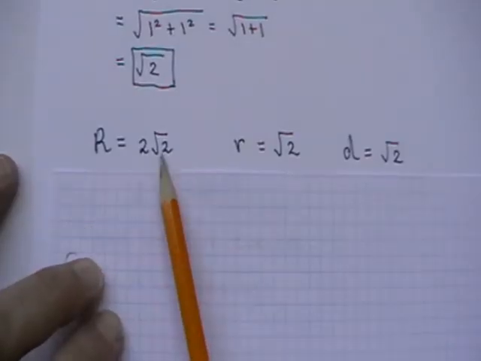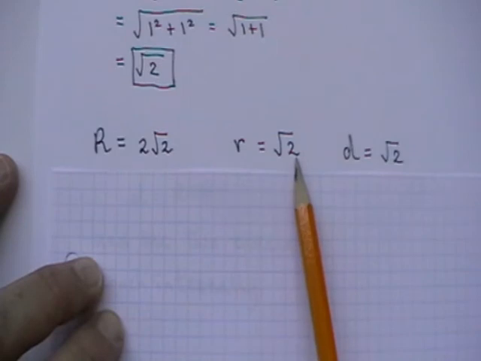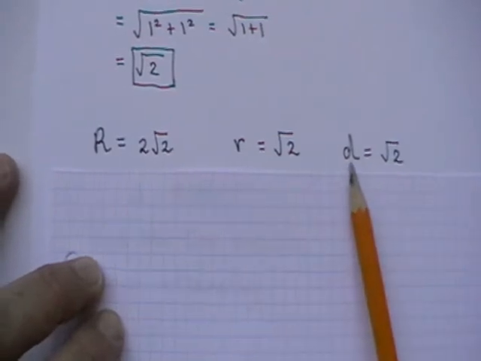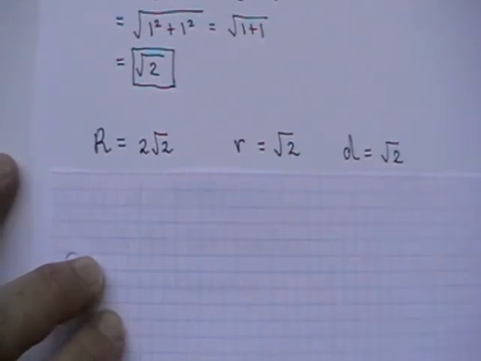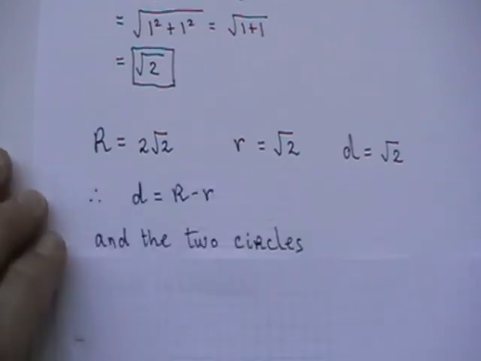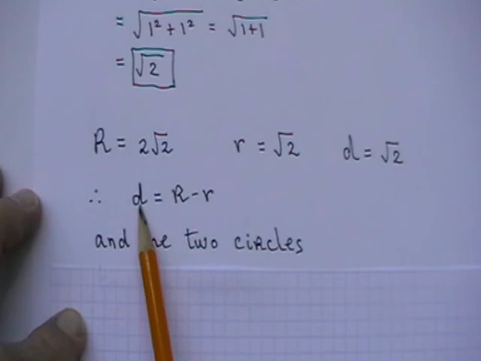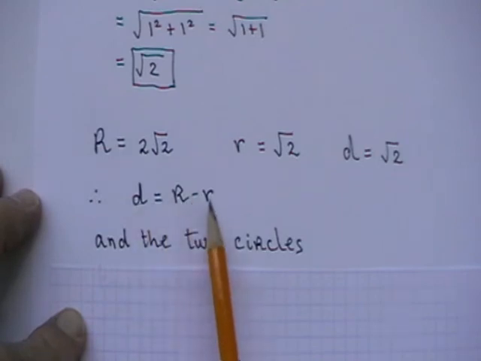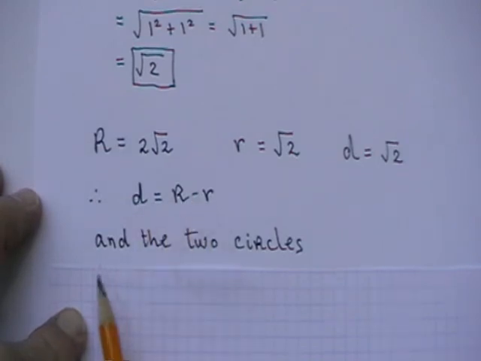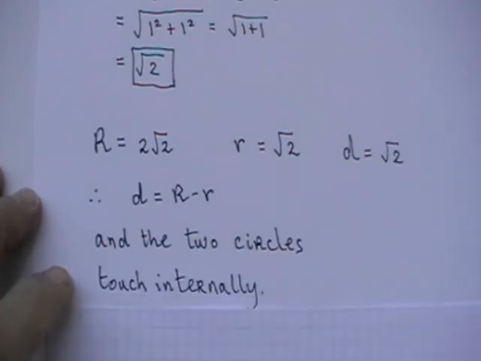So the big radius is 2 root 2, the little radius is root 2, and the distance between the centres is root 2. In other words, the distance between the centres is equal to the big radius minus the little radius, and the two circles touch internally.